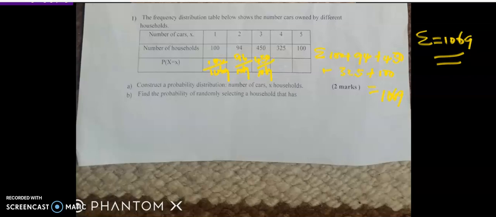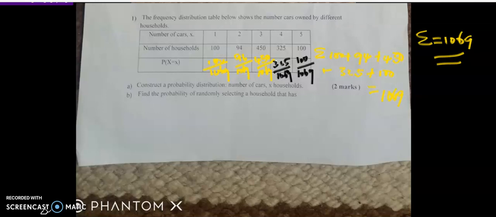Here we have 325 by 1069. Then you have 100 by 1069. So this is the probability of x.